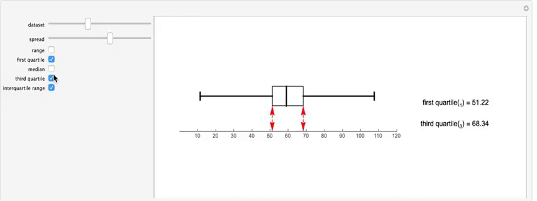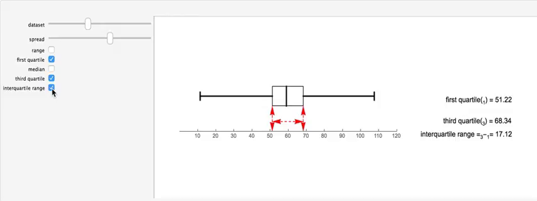The interquartile range is a lot like the regular range, except instead of going from minimum to maximum, we're going from first quartile to third quartile. So it's your middle 50% of the data. If you take your third quartile and subtract the first quartile, that's your interquartile range. So here we have 68.34 minus 51.22 equals 17.12. That's our interquartile range. So this comes in handy.